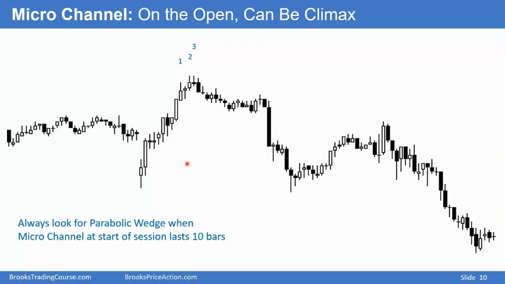And as often happens after a parabolic wedge, especially on the open, you get a pullback, and it forms a tight bear channel lasting about 10 bars, and then the market decides whether it's going to resume up or reverse down. Here, we get a big bear breakout, probably at least a measuring gap for at least a couple legs down. 1, pullback, 2.